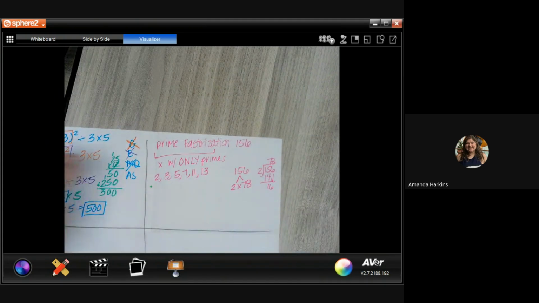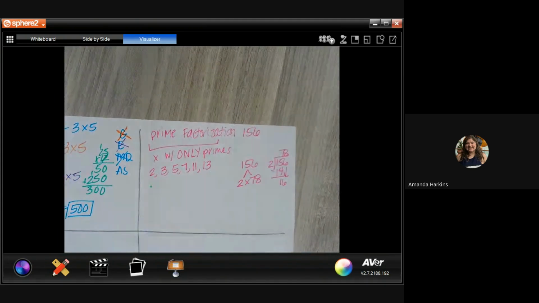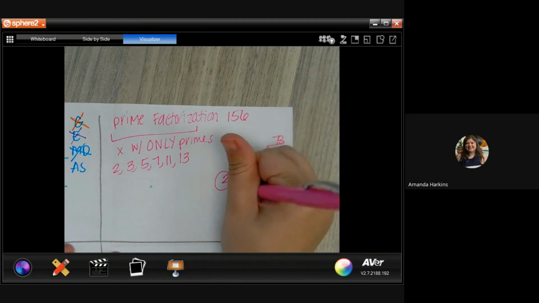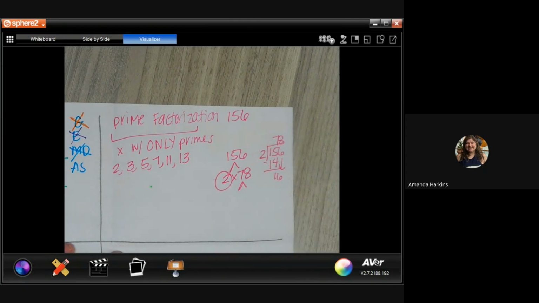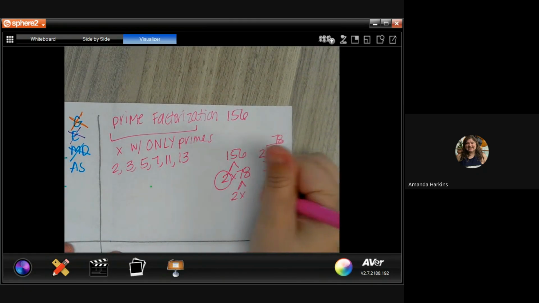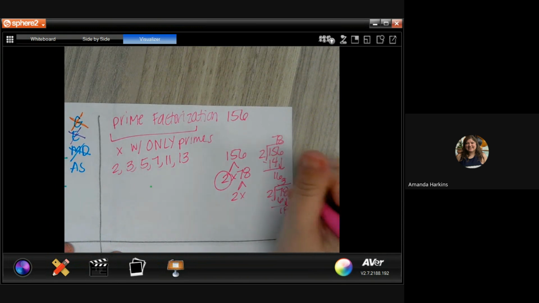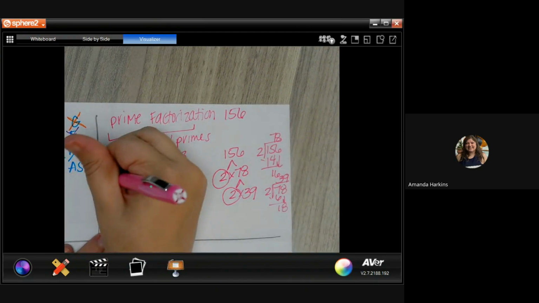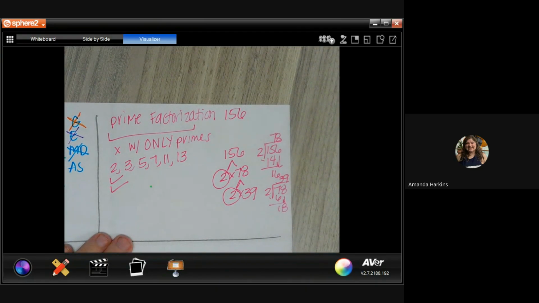So I'm going to break this down because it's also even. So 2 times something is going to get me 78. I'm going to circle my 2. So far I have 2 2's.